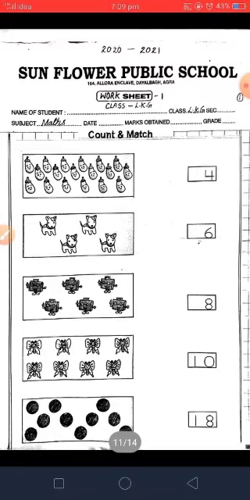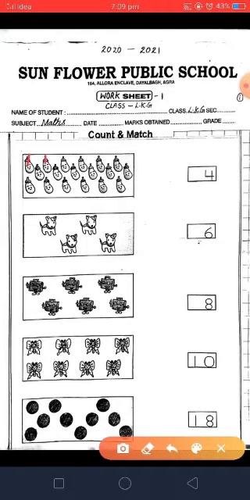We count the objects and match with their related number. We are going to count like 1, 2, 3, 4, 5, 6, 7, 8, 9, 10, 11, 12, 13, 14, 15, 16, 17 and 18. There are 18 objects in this box. Let's match with number 18.